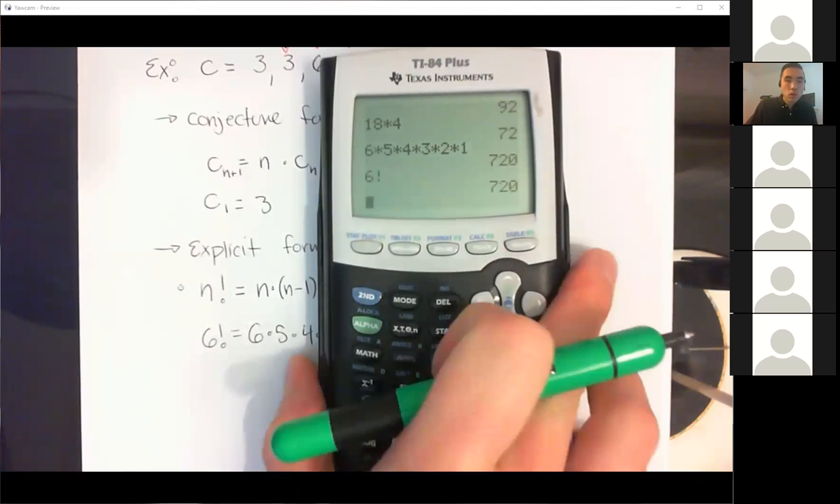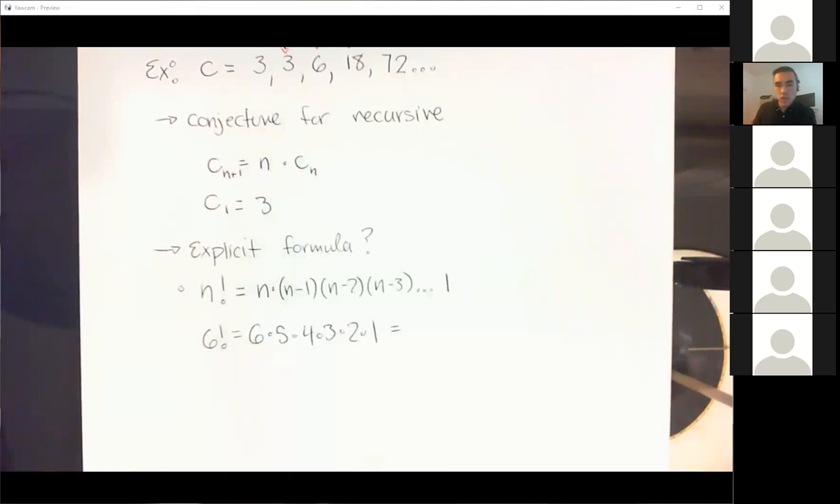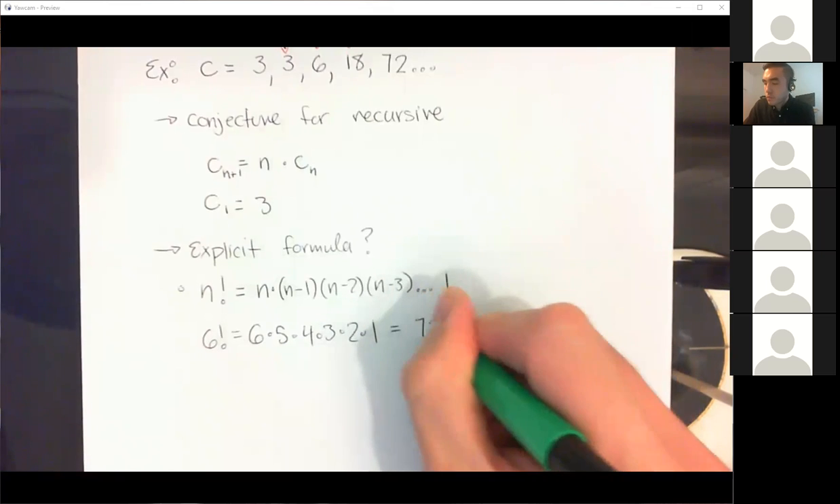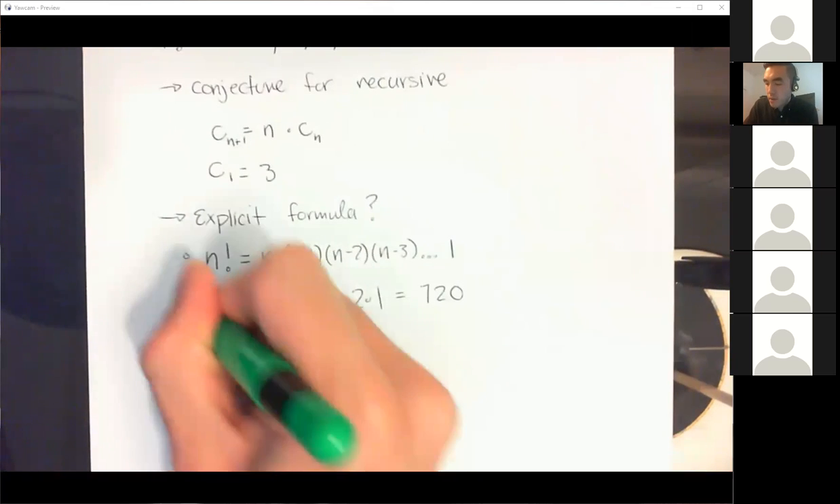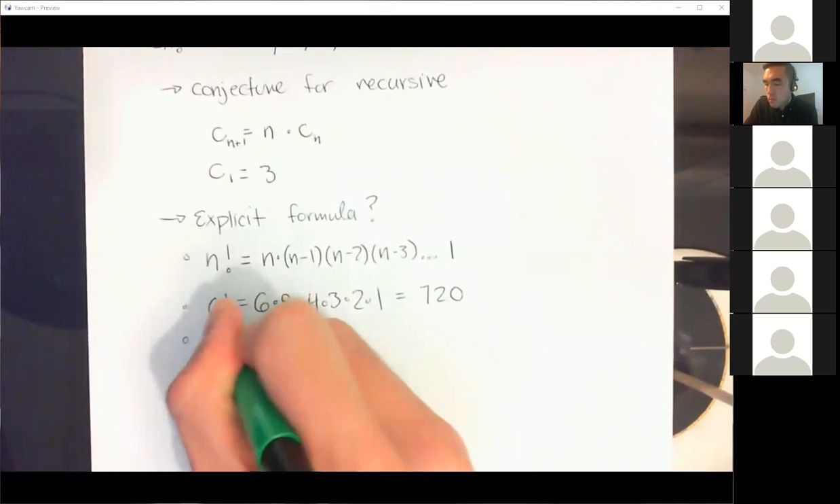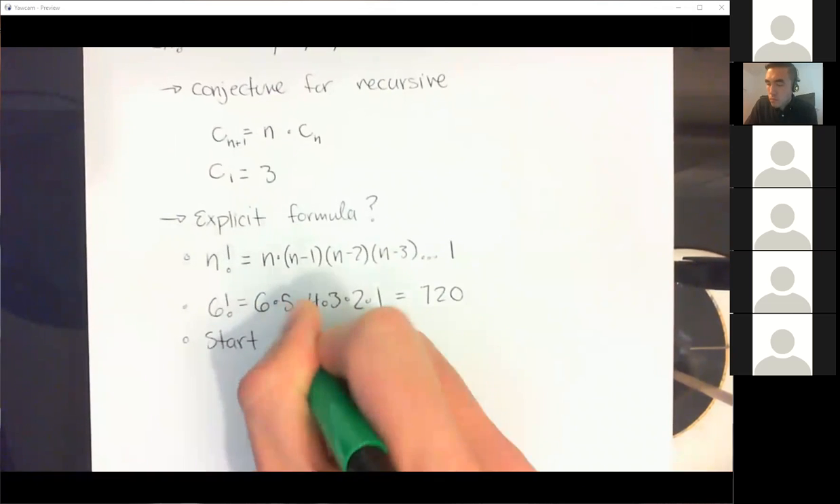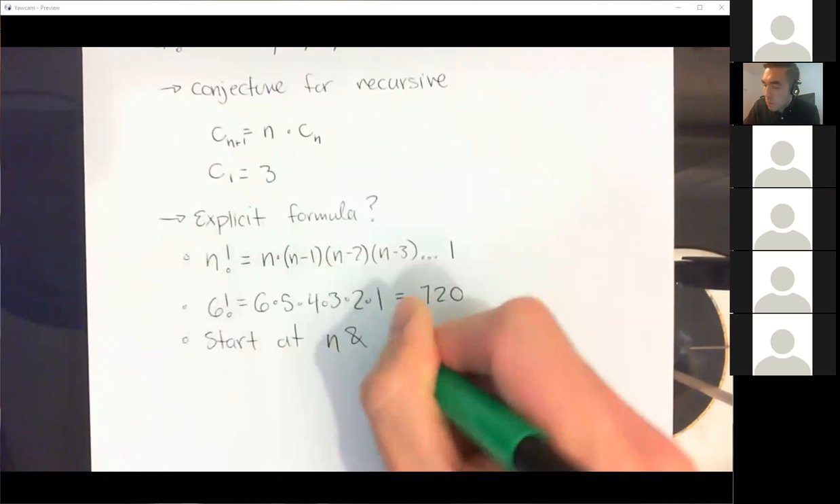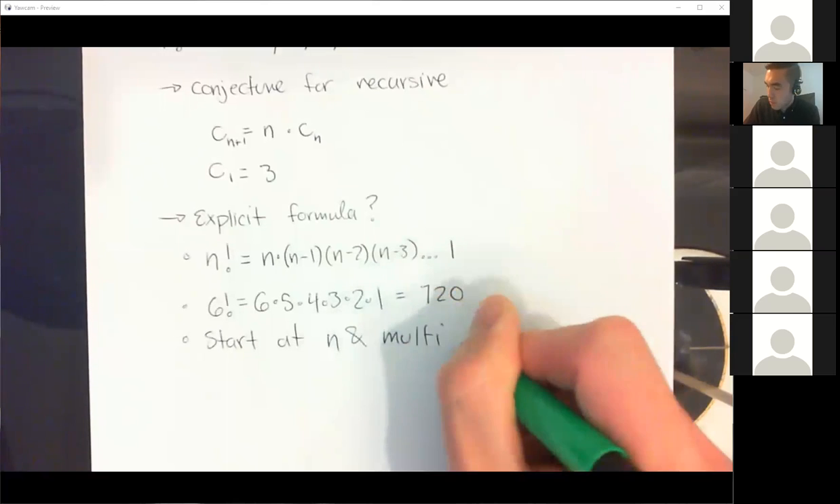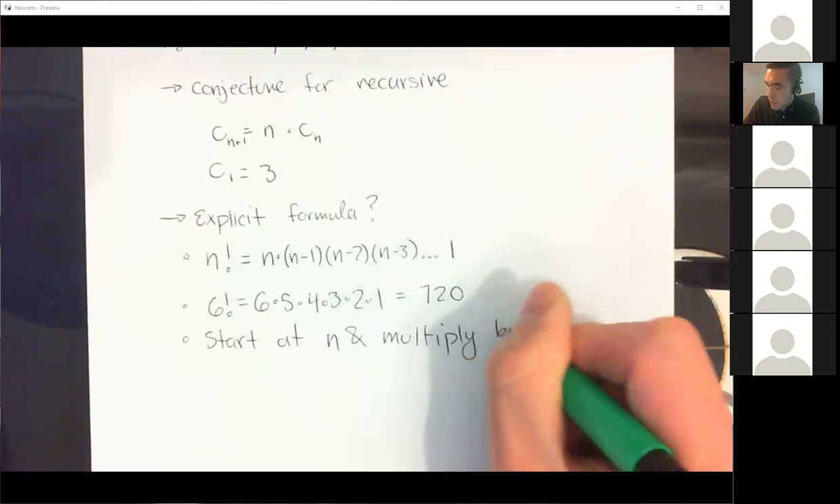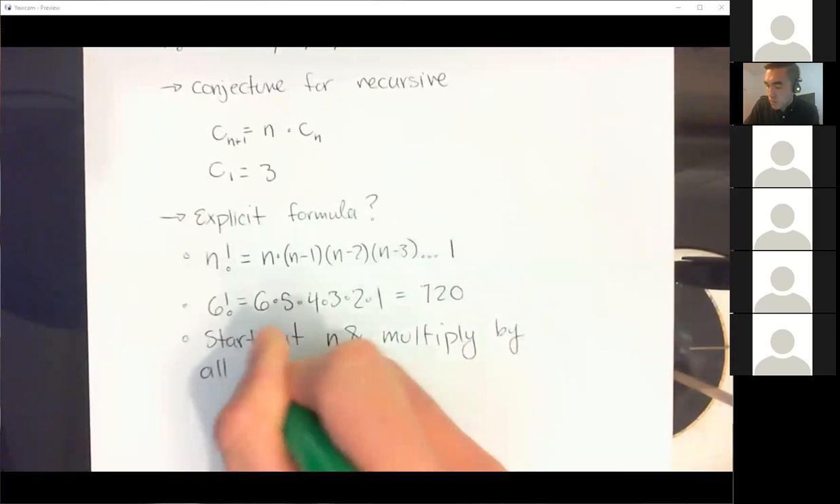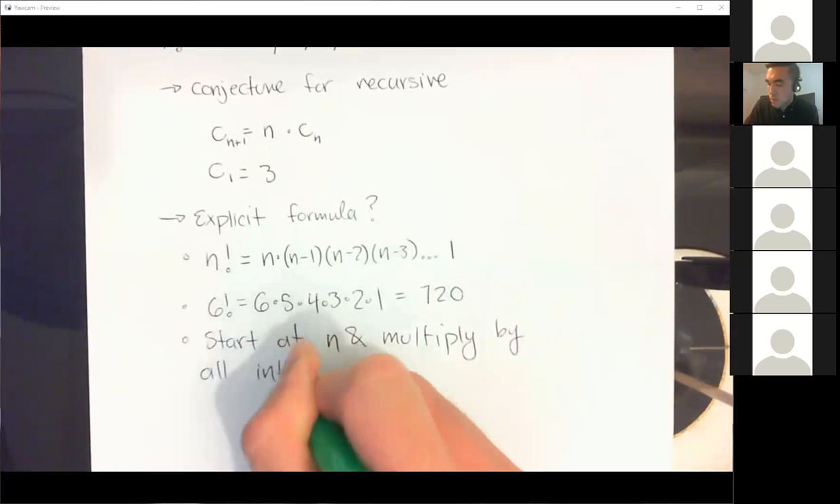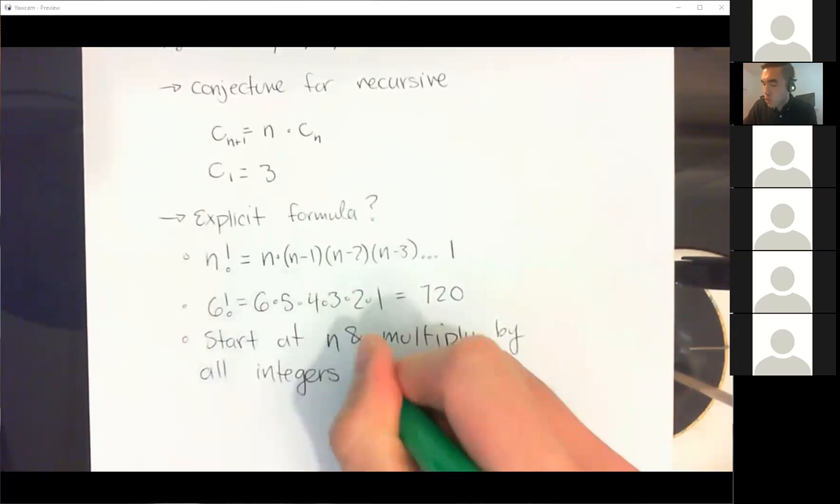720. So what a factorial does, right, when you take n factorial, you start at n, and multiply by all integers headed back to 1.